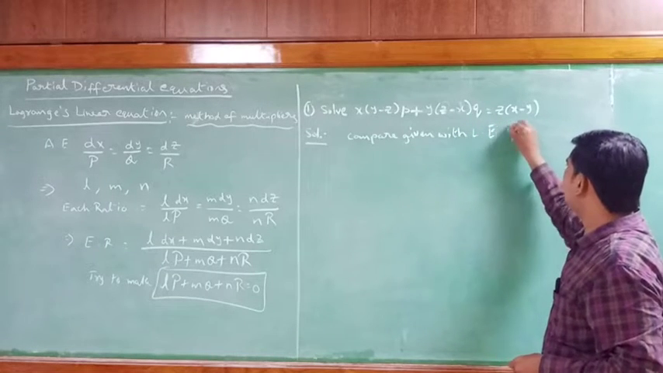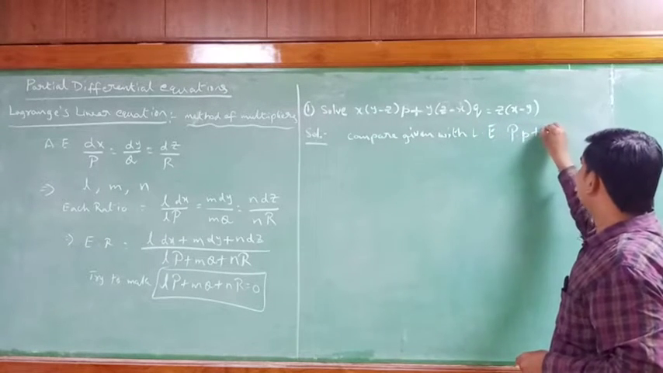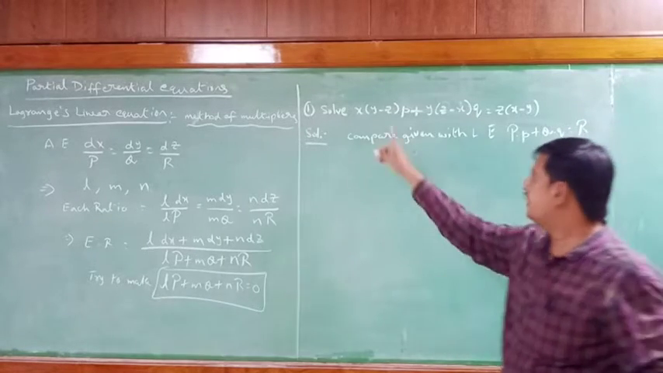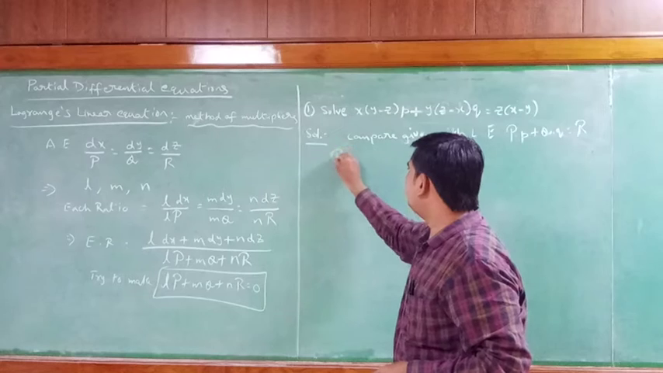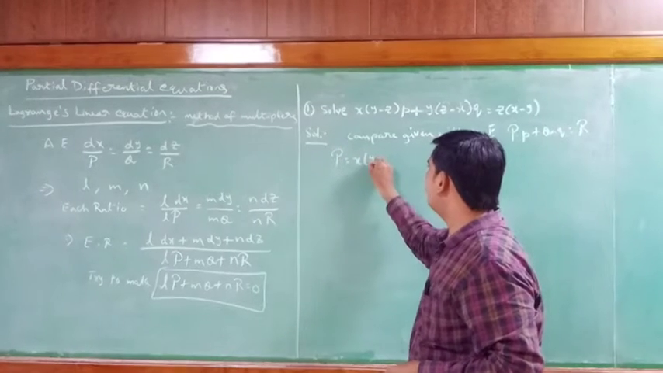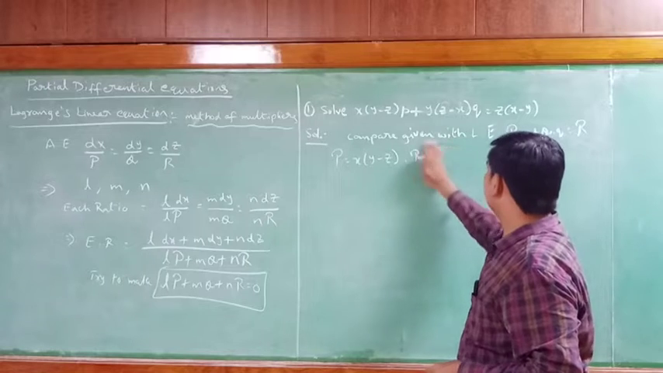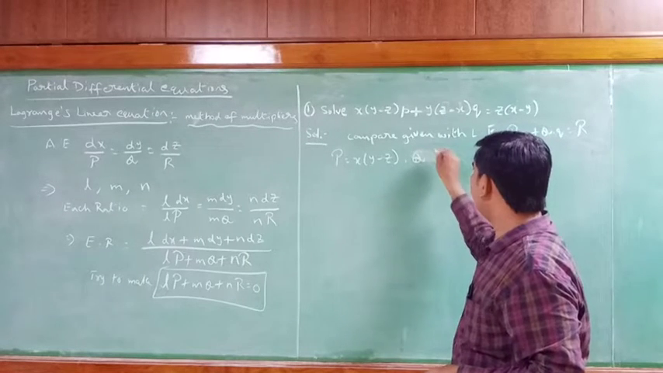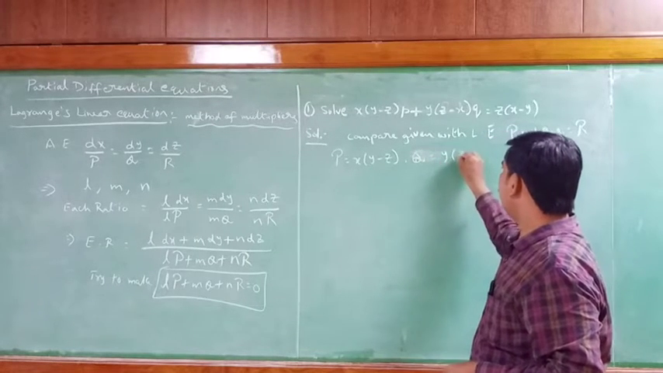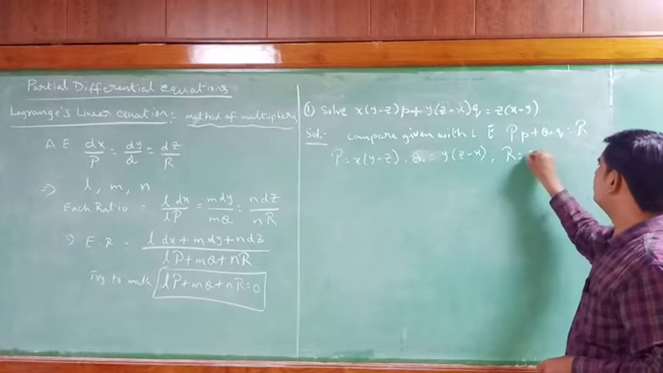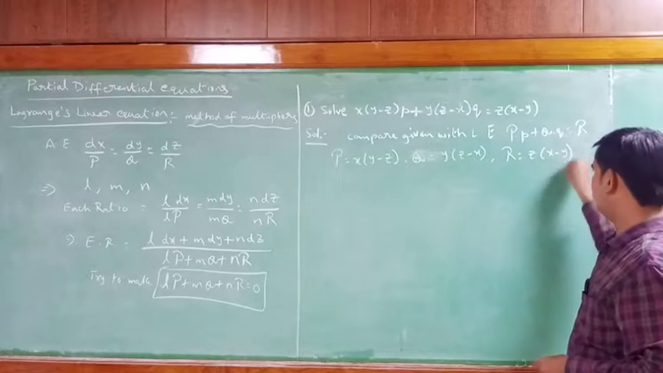What is the Lagrange's equation form? Capital P into small p plus capital Q into small q equal to capital R. So capital P is equal to x(y minus z), capital Q is y(z minus x), and capital R is z(x minus y). Okay.